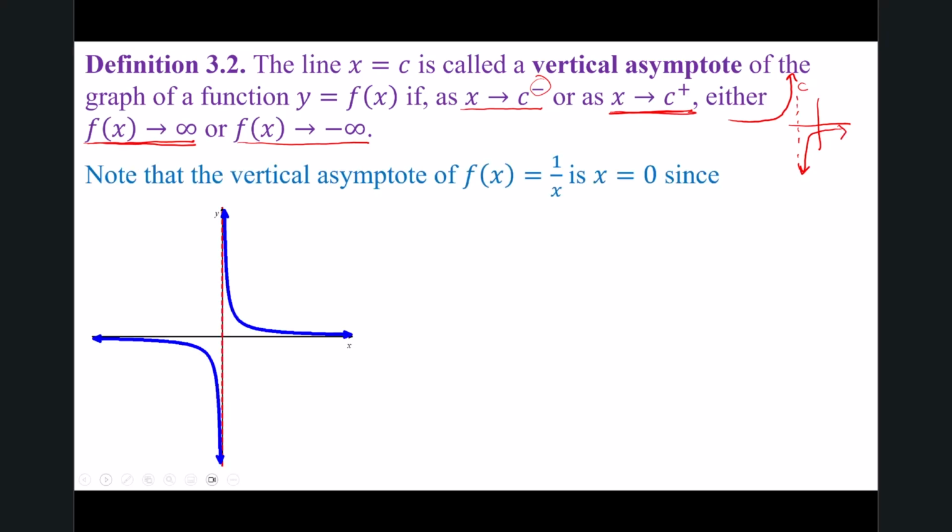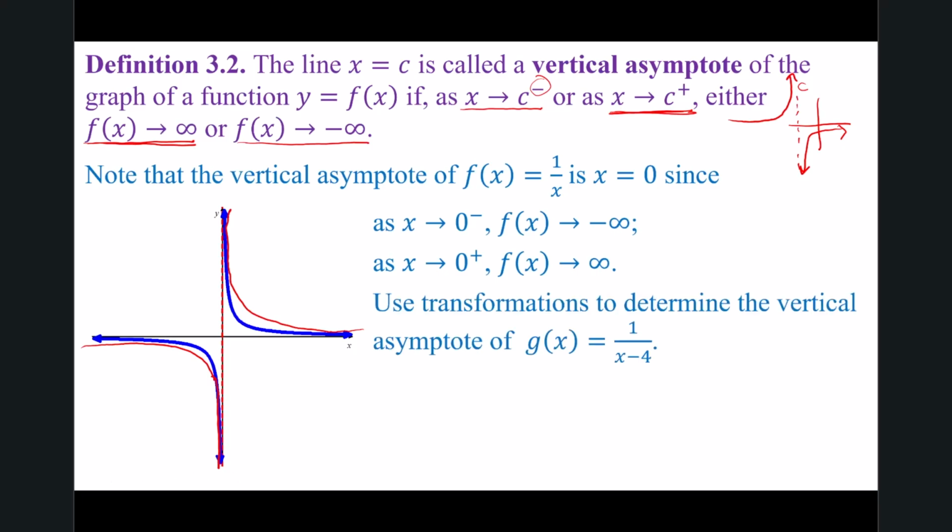This is the graph of f of x equals 1 over x, and the vertical asymptote is the line x equals 0, because as x approaches 0 from the left, as we're getting closer and closer to 0, notice that the graph is approaching negative infinity. And as x approaches 0 from the right, the graph now is getting bigger. It's going up, approaching positive infinity. So x equals 0 is a vertical asymptote.